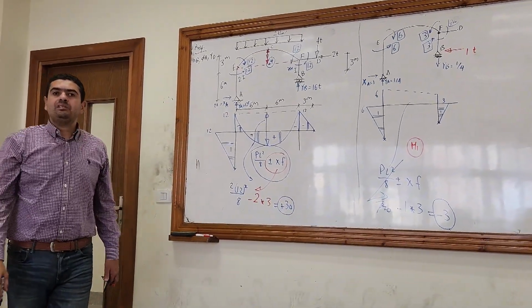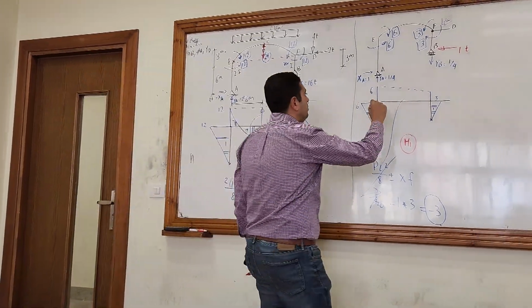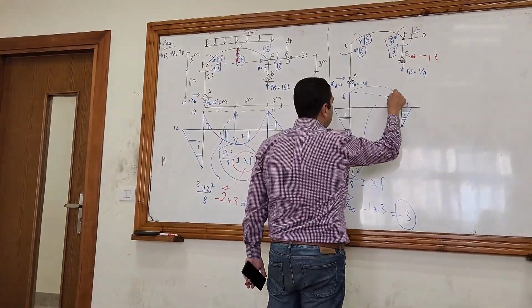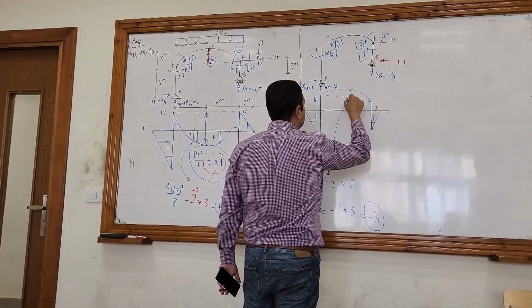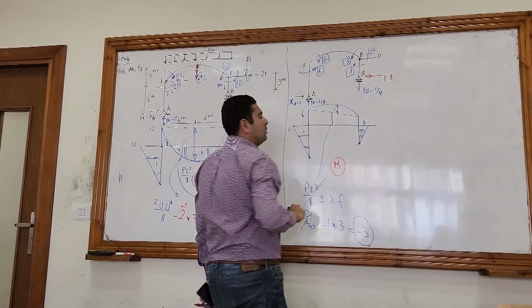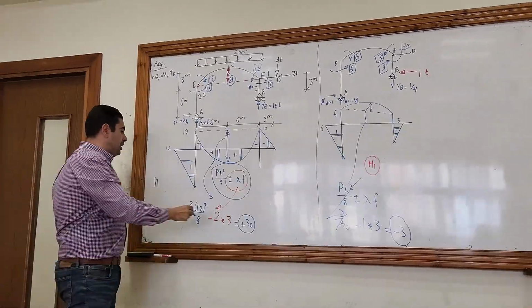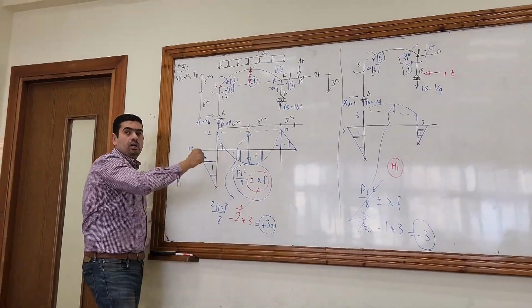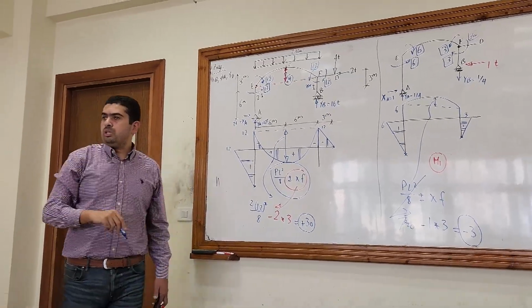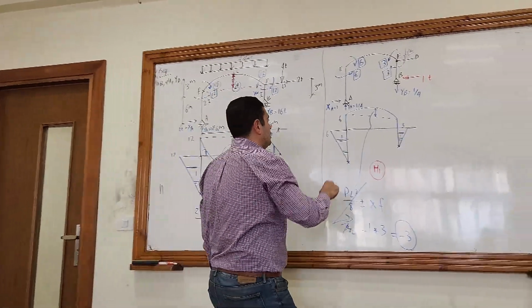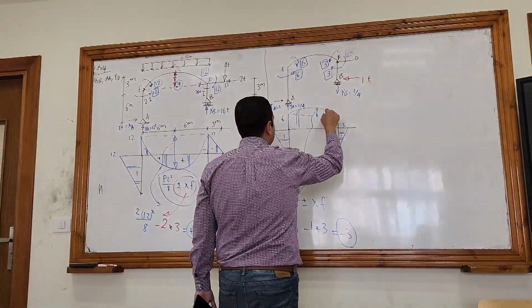What does the negative mean? It means the parabola will be upwards. Here the value was positive, so the parabola was downwards. Okay? So this is M1.